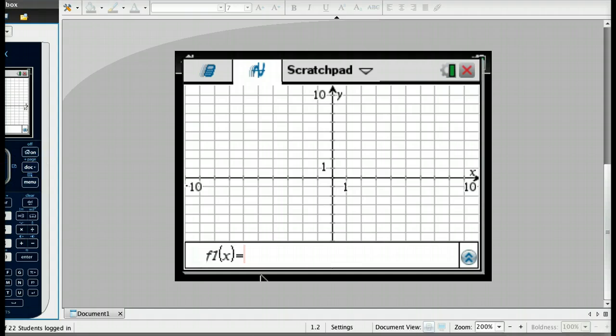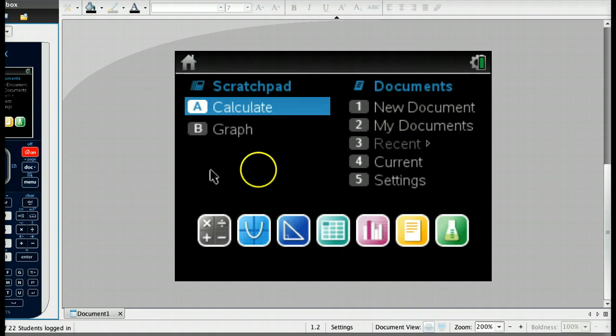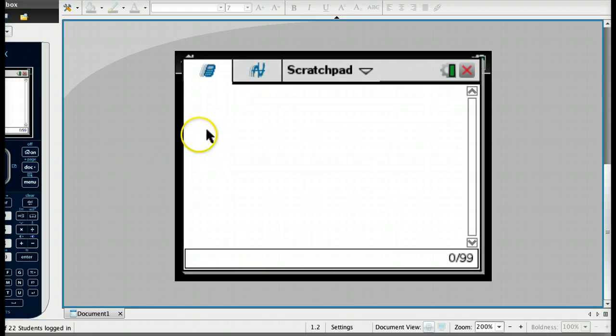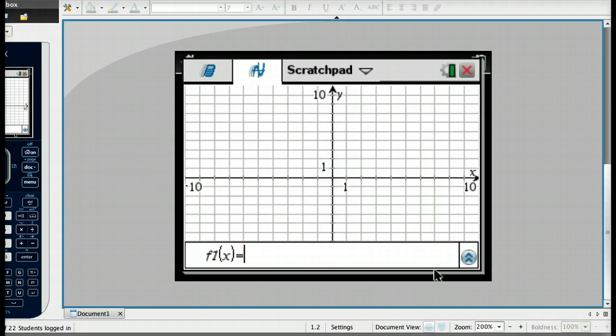I am going to type in that function in my graph screen, and I'm going to show you how you can graph on your calculator. This will be the first time we've actually done this on our calculator. So let me go back to my home screen here. If you're on your home screen, you're going to go to either B, the graphing mode, or you can click your scratch pad. If you get this screen right here, then you can just click your scratch pad again. That will take you to your graph screen.